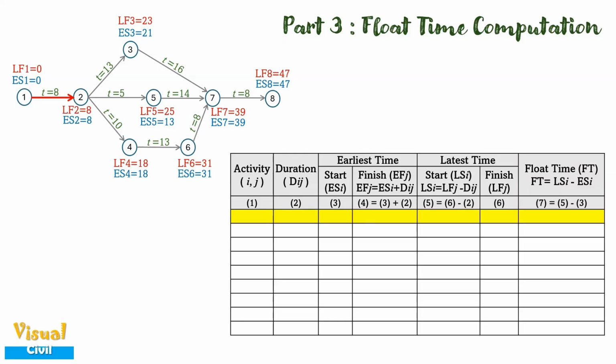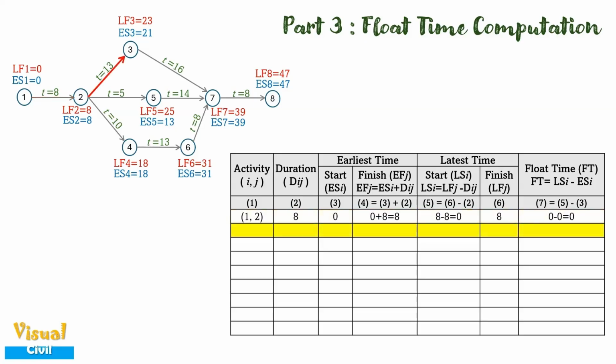Consider the first activity 1-2. Duration is 8. Earliest start time for event 1 is 0 and latest finish time for event 2 is 8. Now calculate the earliest finish time, which is equal to earliest start time plus duration of activity. Here it is 8. Then compute the latest start time, which is equal to latest finish time minus duration. Here it is 0. The float time can be calculated as latest start time minus earliest start time. Here we get it equal to 0.